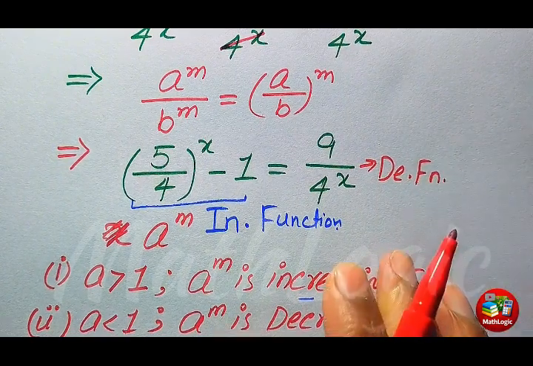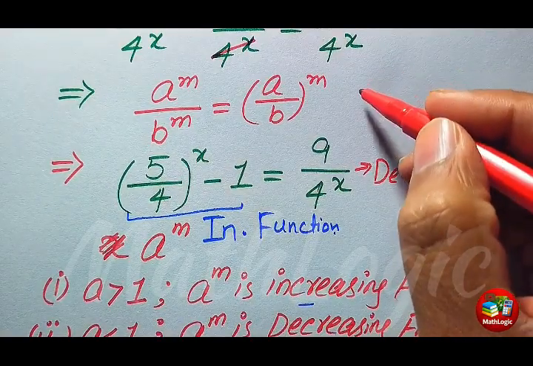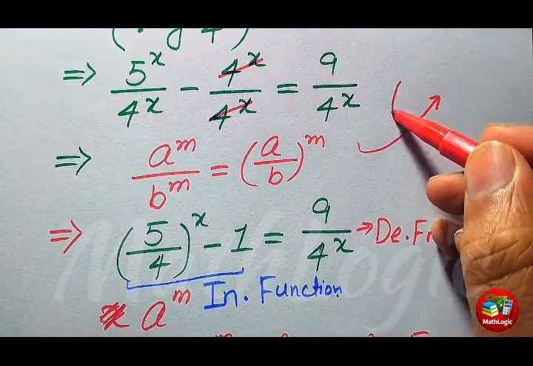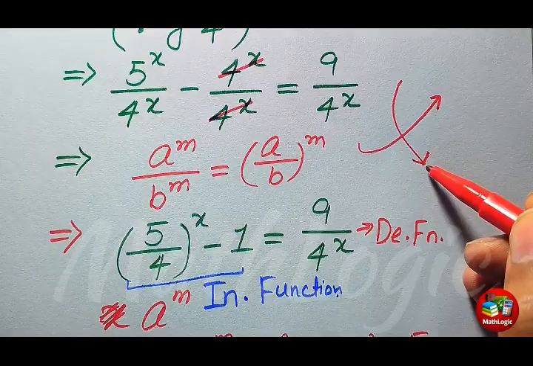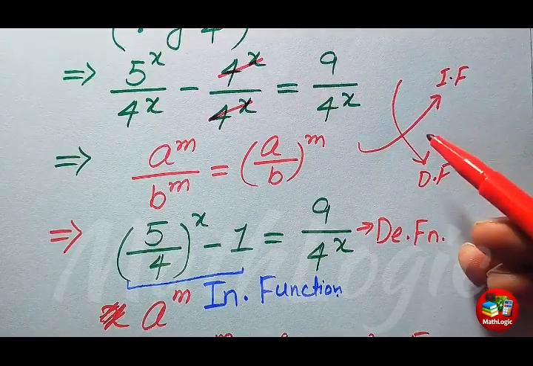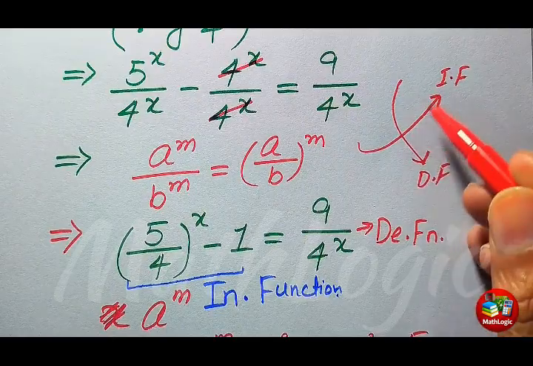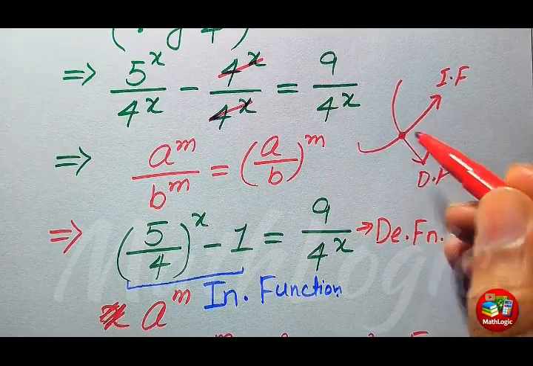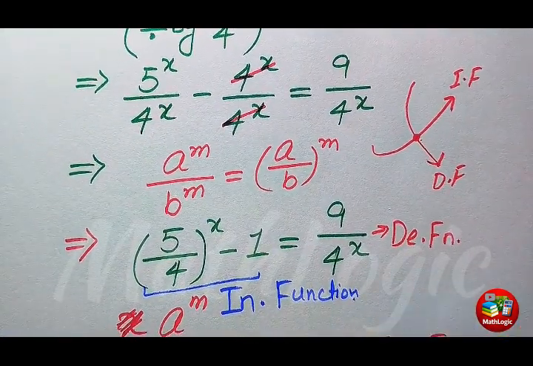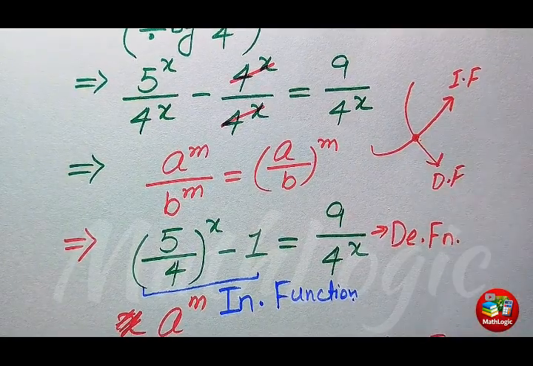You know that the graph of an increasing function looks like this, and the decreasing function looks like this. So this is the graph of the decreasing function, and this is the graph of the increasing function. Or in other words, this is the graph of the left hand side, and this is the graph of the right hand side. Both of these two functions intersect at only one unique point, and this point is called the solution of the given equation. So in the next step we need to find this intersection point.